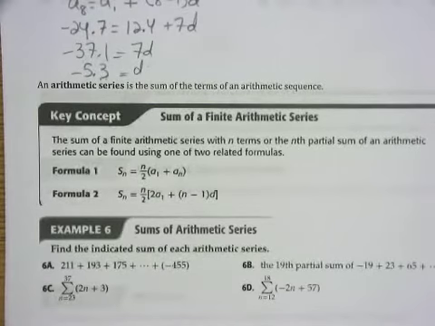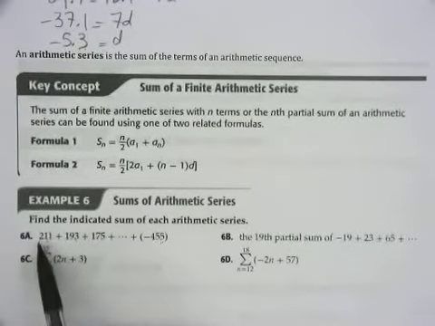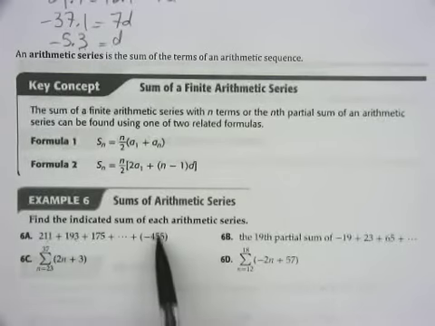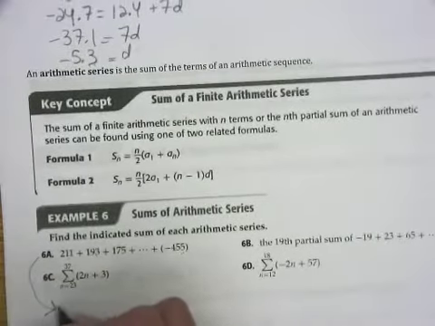In the first lesson of this chapter, we talked about finding the summation or finding a series. An arithmetic series is naturally a sum of the terms of an arithmetic sequence. And we have two formulas that we can use for an arithmetic series, and it all depends on what information you have. In example 6, part A, I know what the first term is, I know what the last term is, I don't know how many terms there are, and I don't know my common difference.